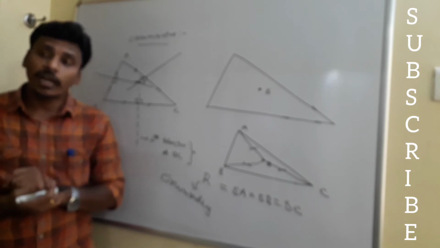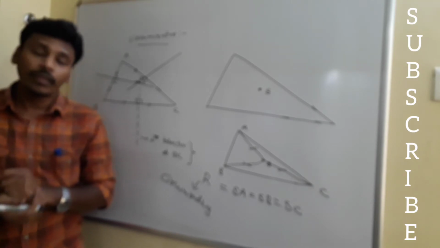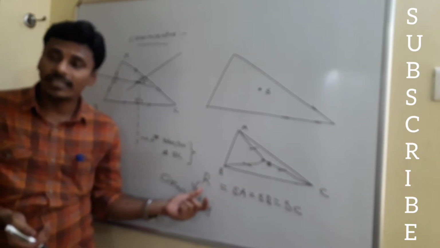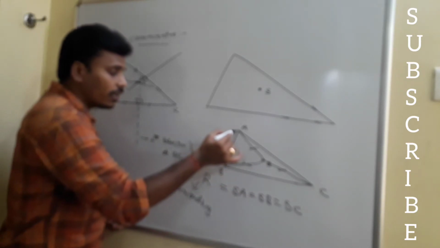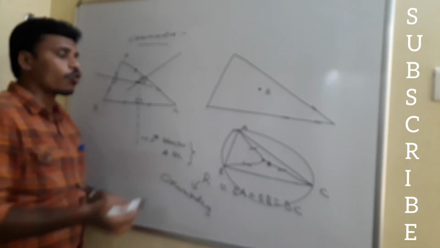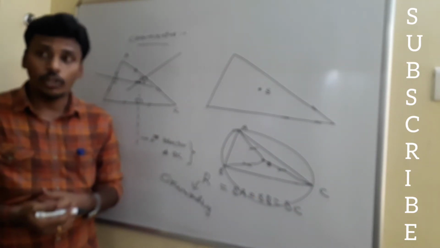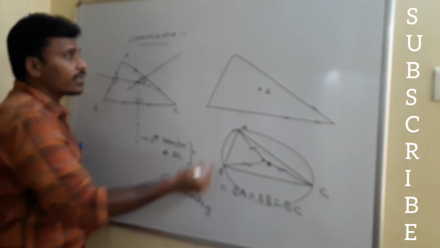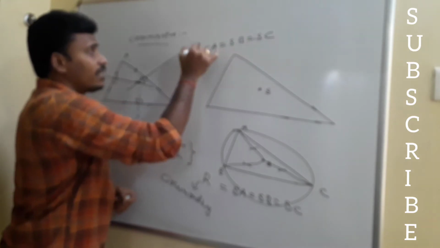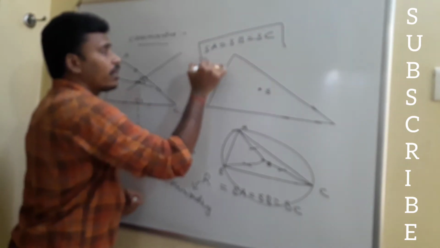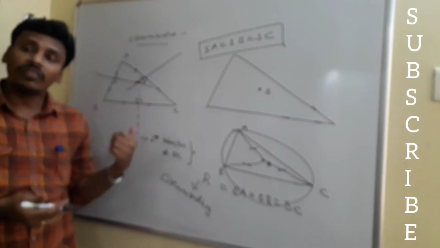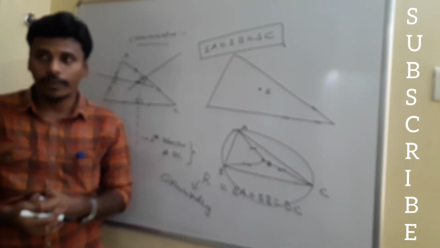One more speciality of the circumcenter is that with S as the center and R as the radius, if you draw a circle, that circle surely passes through the three vertices of the triangle. And SA equals SB equals SC is the logical condition which helps us find the circumcenter when the three vertices A, B, C are given.